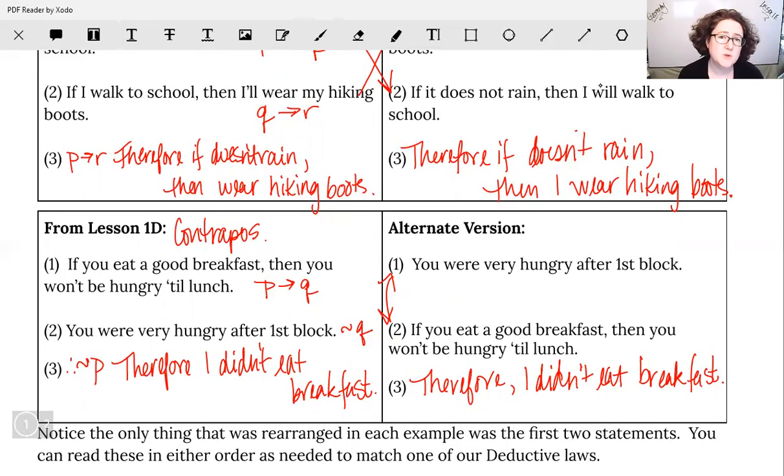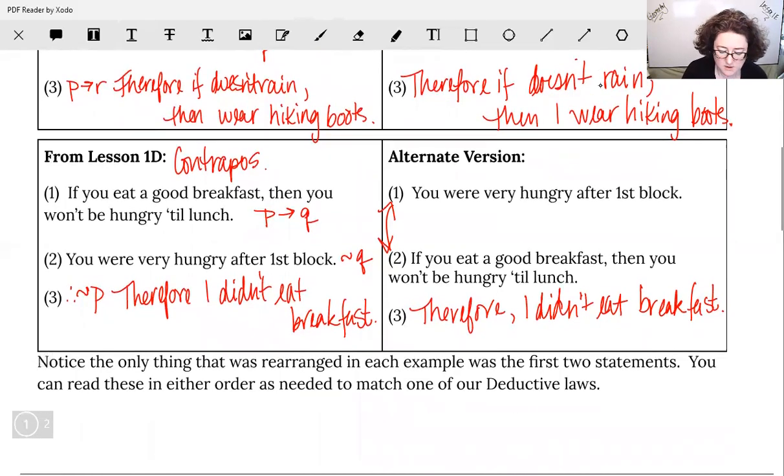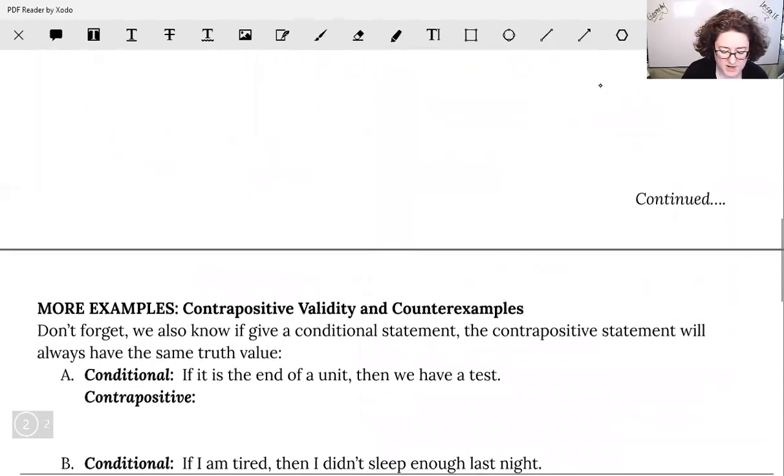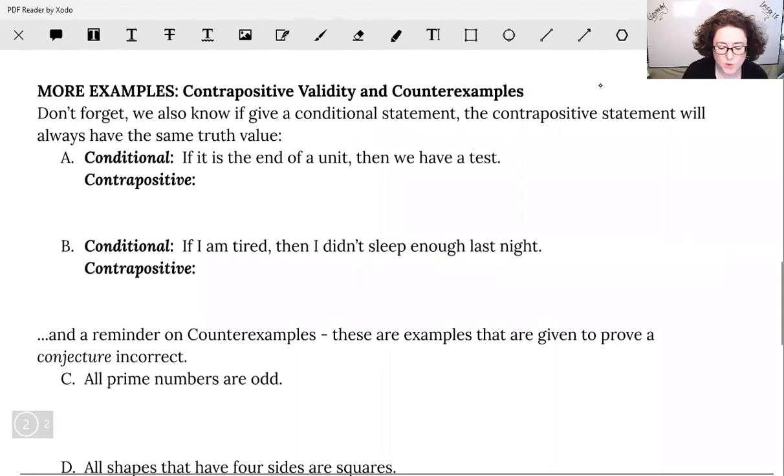All right, so a couple review problems just to kind of finish out the unit and review these ideas before you start thinking about reviewing for the test. Okay, so jumping over to the back of this page. So one of the ideas we talked about is that the contrapositive of the statement is always going to have the same validity as the original conditional statement.